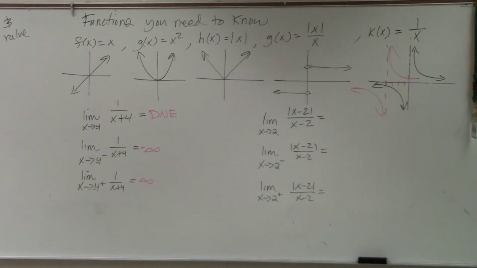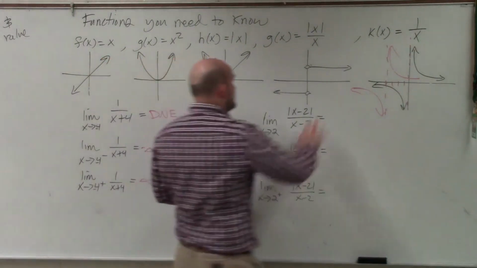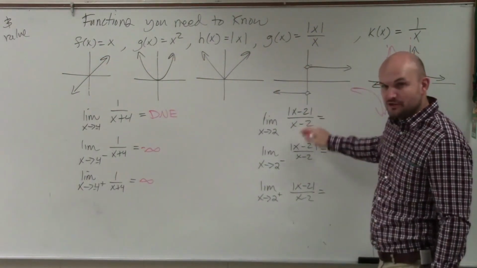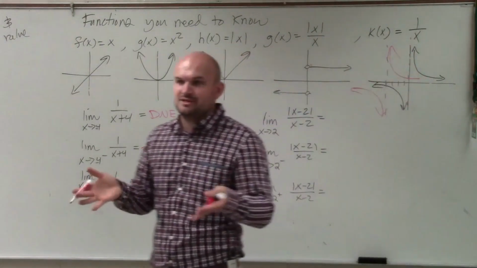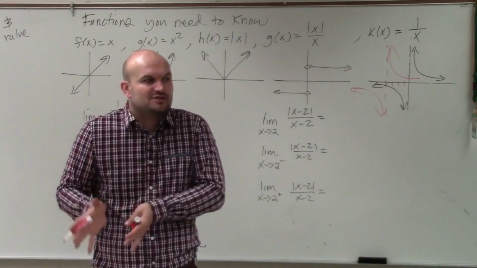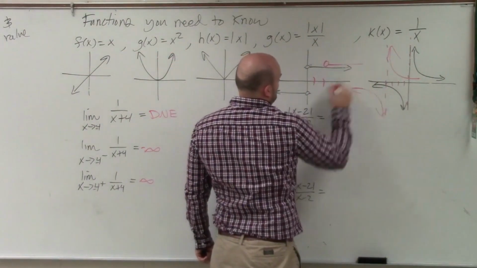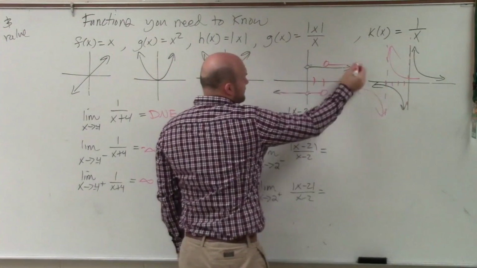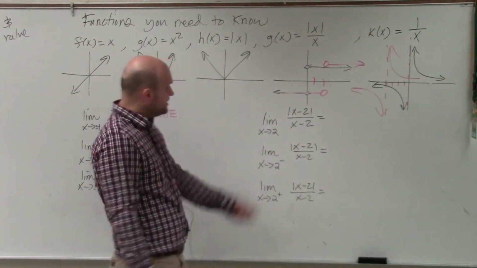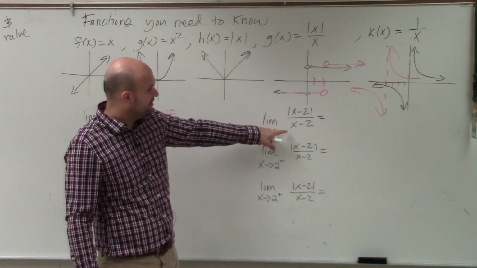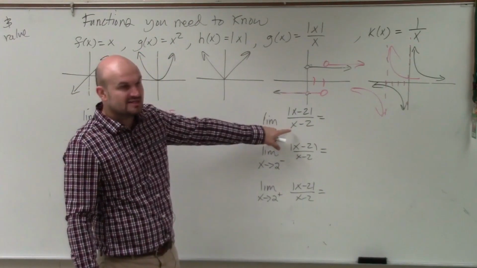So the next one is the absolute value of x minus 2 divided by x minus 2, which is like this function. However, if I subtract 2, that's another transformation. All that's doing is shifting the graph 2 units to the right. So now the graph just looks like that. We know that evaluating it at 2 is going to be a discontinuity.